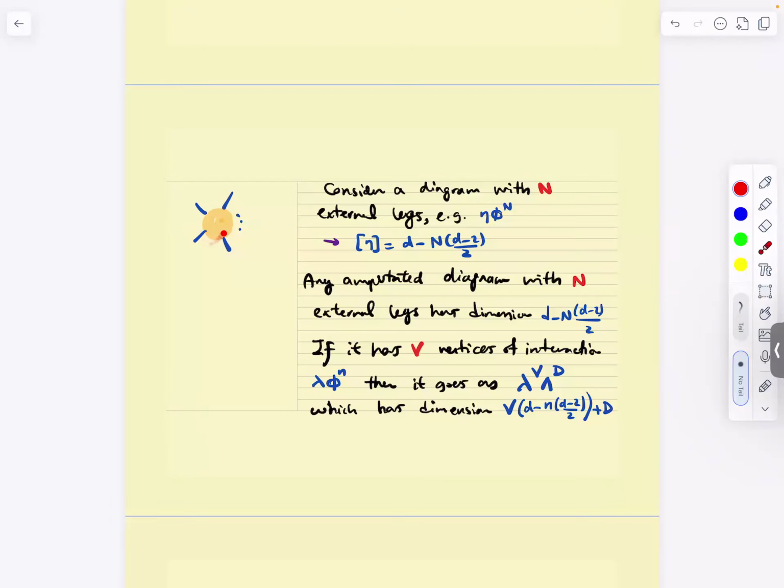If this amputated diagram has a term in it that has V vertices with interaction lambda_n phi^n, then that Feynman diagram that contributes to this amplitude will scale like lambda to a power of V times capital lambda to a power of the superficial dimension. Because capital lambda to the power of the superficial dimension is clear. Lambda is the thing that comes with every vertex, to the power of V.